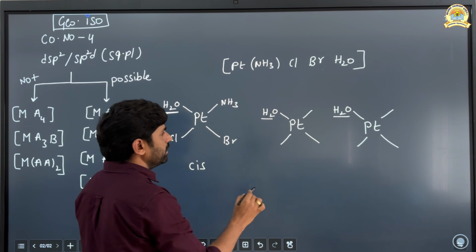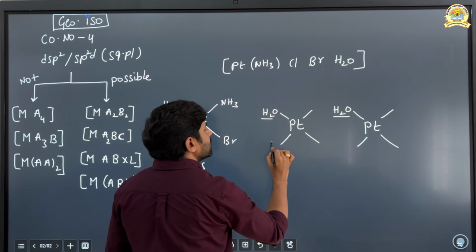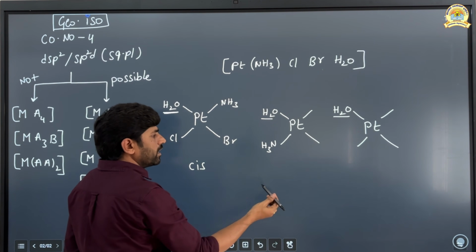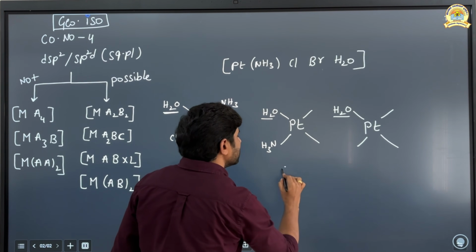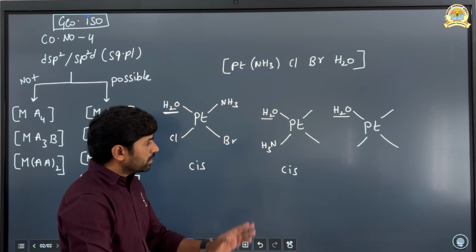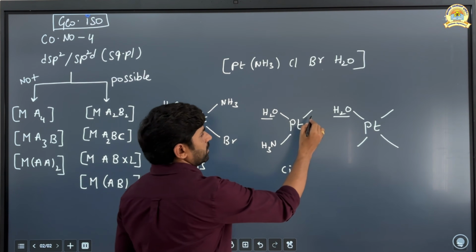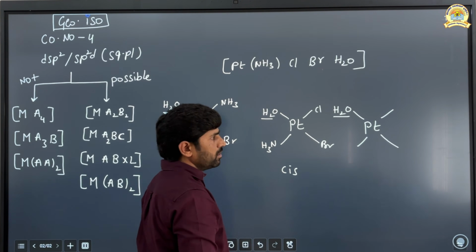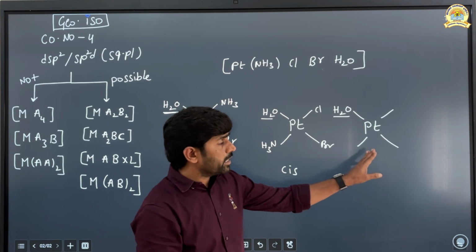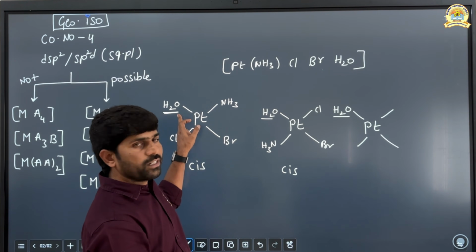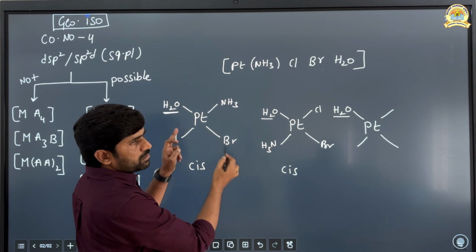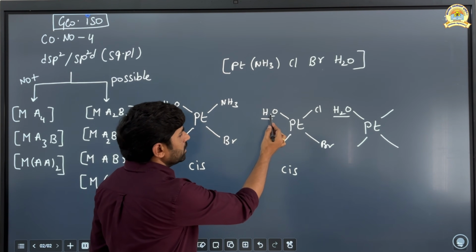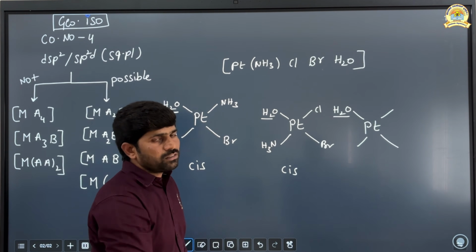Now come to the second one. H2O is here, and at this position if I write NH3, again H2O and NH3 are at adjacent positions, so this is also a cis isomer. The remaining ligands, chlorine and bromine, you can write as they are. Now in the third isomer, the position of H2O is fixed. In the first two cases, H2O and NH3 are adjacent, so cis. In the second case also, H2O and NH3 are adjacent, so it is also a cis isomer.